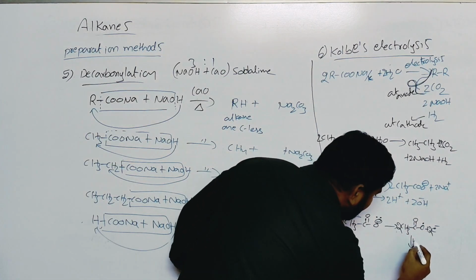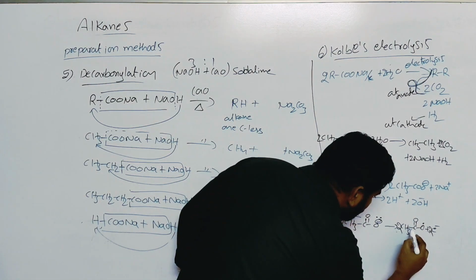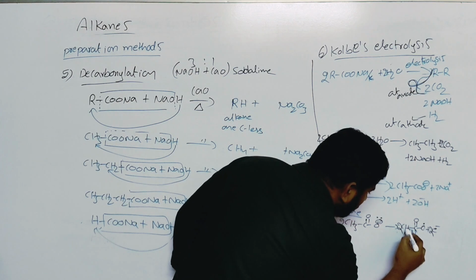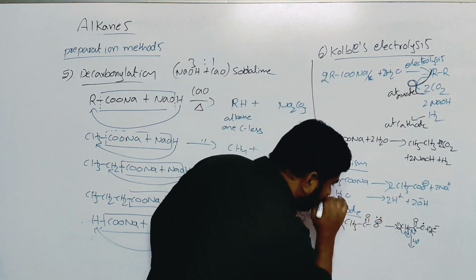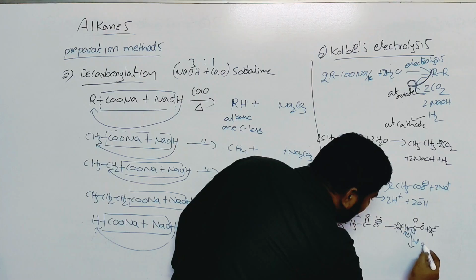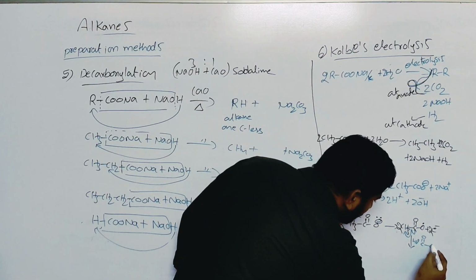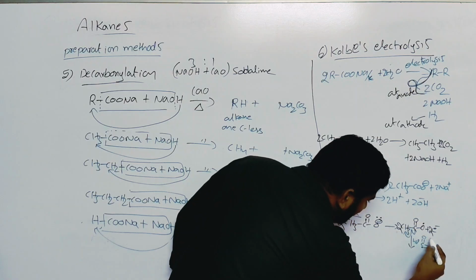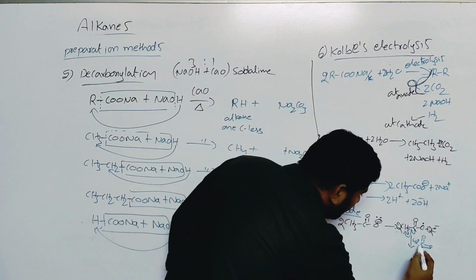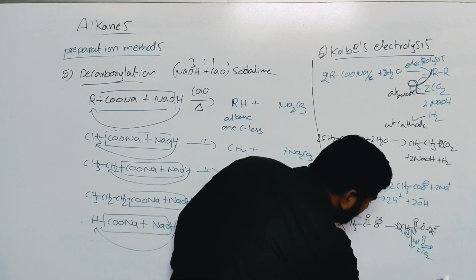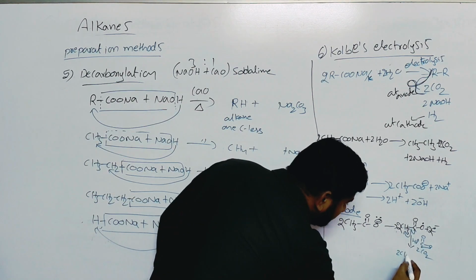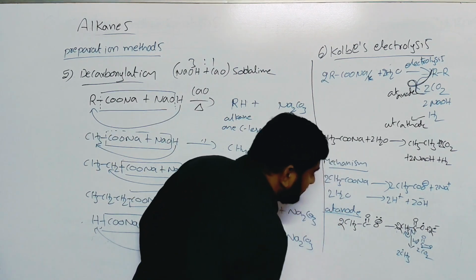When these 2 free radicals are heated in the presence of sunlight, they undergo homolytic fission. By breaking this bond, the methyl group takes 1 electron and the carbon takes 1 electron. Here these dots combine and are removed as CO2. From 1 molecule, 1 CO2, so from 2 molecules, 2 CO2 are removed. What is left? 2 CH3 dots.